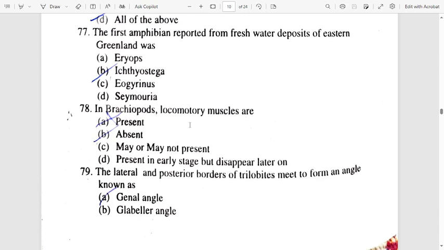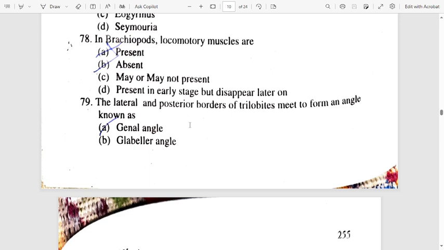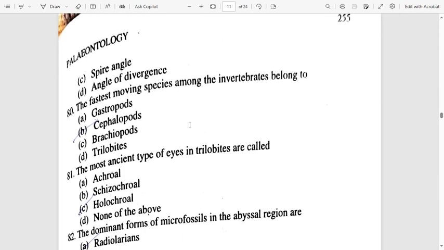In brachiopods, locomotory muscles are absent. The lateral and posterior borders of trilobites meet to form an angle known as genal angle. The fastest moving species among the invertebrates belong to cephalopods.